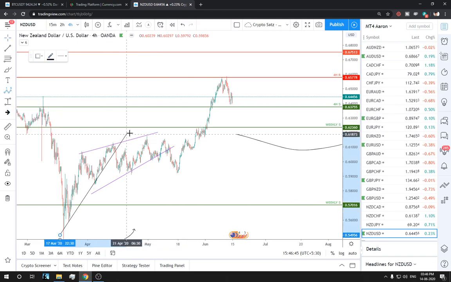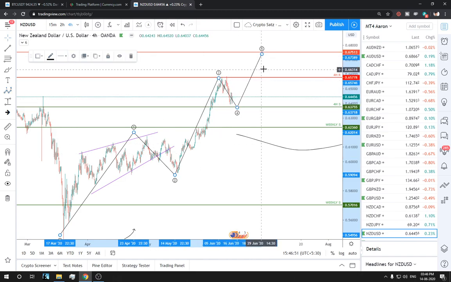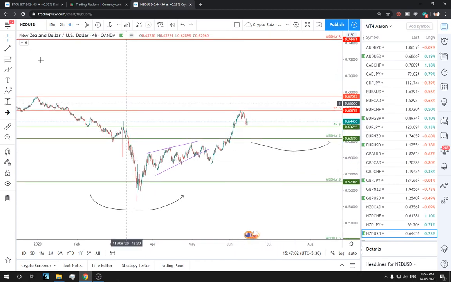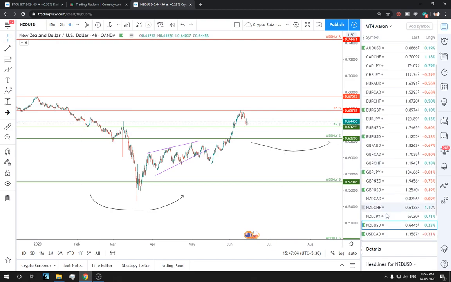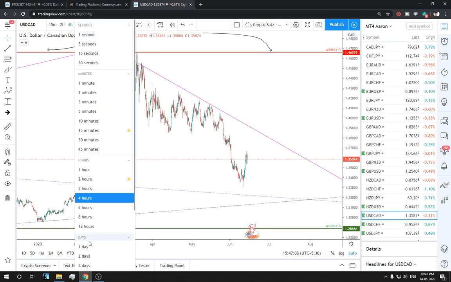something like 1, 2. So we have an impulsive wave to support our analysis. So 5 waves, 0.618 retrace, then boom to the upside. So this is what I'm looking at on NZDUSD, guys. I'll update, don't worry. So let's move on to the next, USDCAD 1 day.